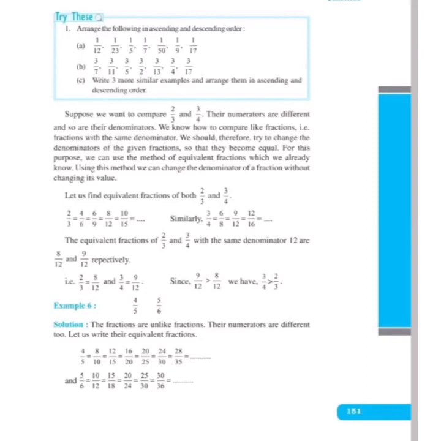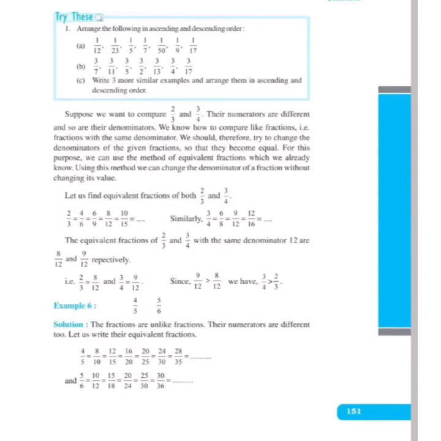Now children, we will compare the fractions which have different denominators and different numerators. Children, here we will use the method of making the fractions equivalent. We have unlike fractions 2 by 3 and 3 by 4. So now we will find out the equivalent fractions of 2 by 3 and 3 by 4. Children, the equivalent fractions of 2 by 3 are 4 by 6, 6 by 9, 8 by 12, 10 by 15 and so on. And the equivalent fractions of 3 by 4 are 6 by 8, 9 by 12 and 12 by 16.